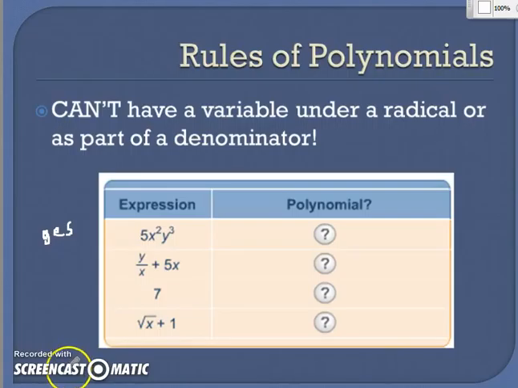Second example, y divided by x plus 5x. Because we have this x in our denominator, the second one is no. 7 doesn't have any of those issues, so the number 7 is a polynomial. And this last one, square root of x plus 1. Because that x is underneath that radical sign, this one is not a polynomial.